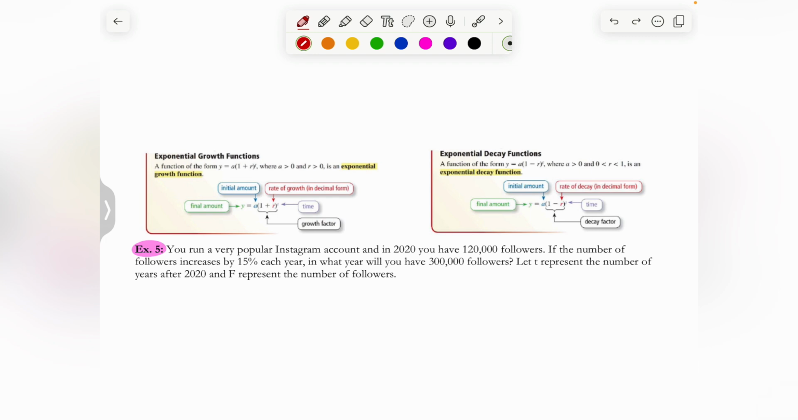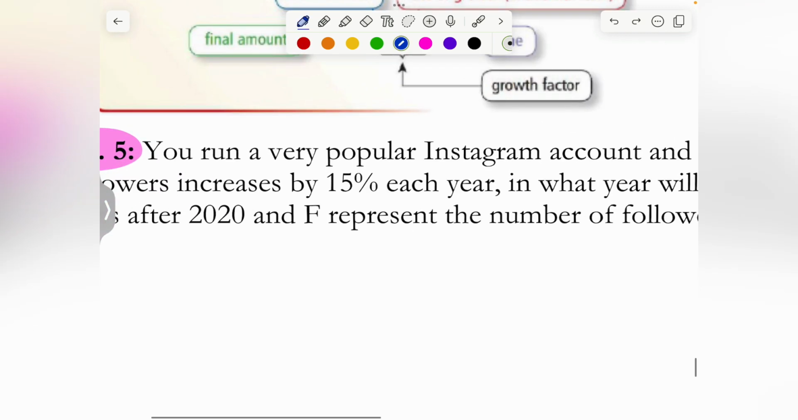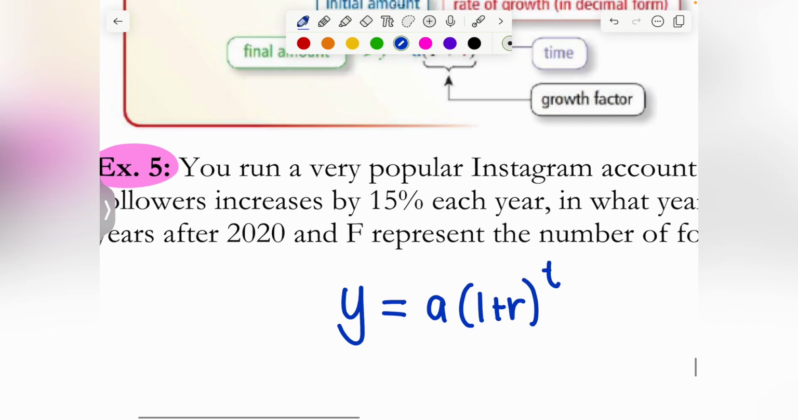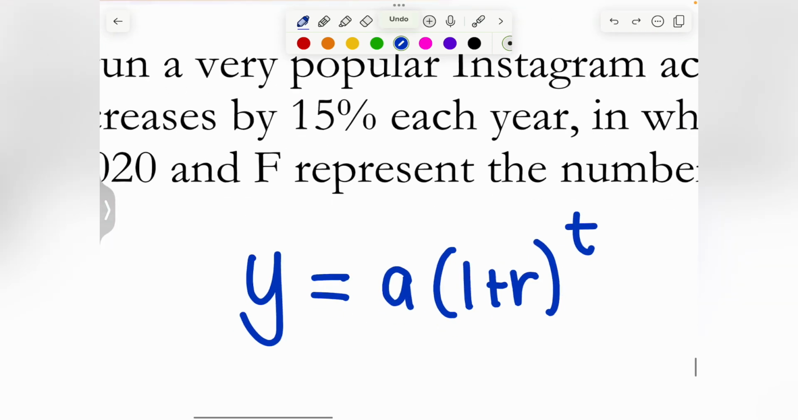This one says you run a very popular Instagram account, and in 2020 you have 120,000 followers. If the number increases by 15% each year, what year will you have 300,000 followers? Okay. So the number of followers is growing, so we're going to use a basic exponential growth function, which means we're going to have a plus sign here.